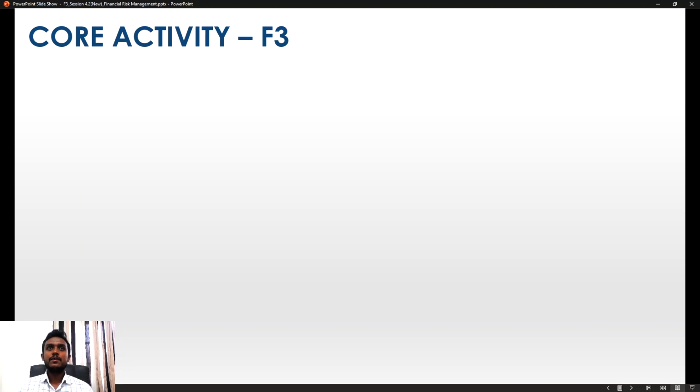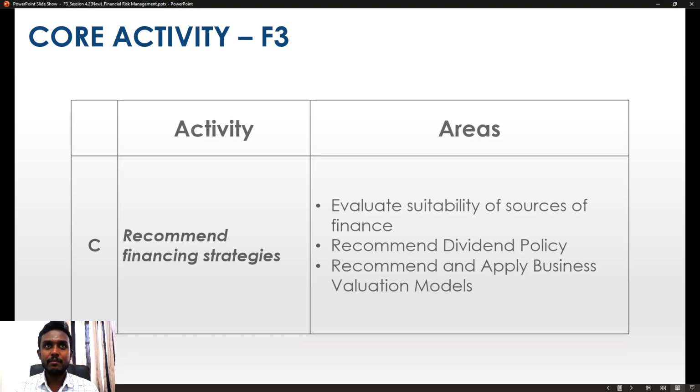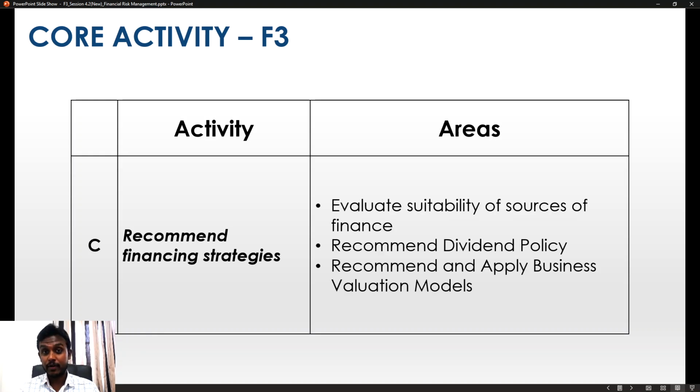So as usual, I want to give you a quick reminder on the core activity related to F3, and as you know, out of the 5, only one is related to F3, which is recommend financing strategies. And if you closely pay attention, the truth is that financial risk management or derivative instruments, especially hedging instruments, are seemingly not embedded.